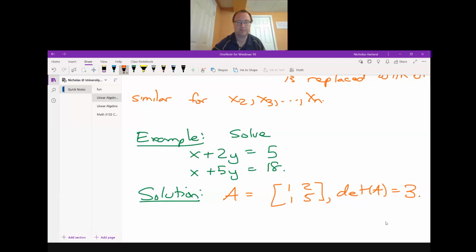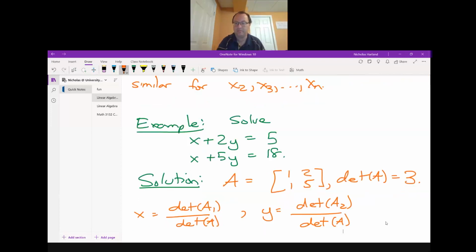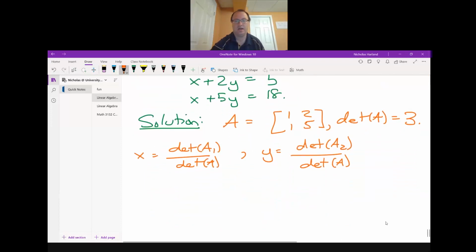So x1, or in this case just x, the first variable, is going to be equal to the determinant of A1 over the determinant of A. And y is going to be equal to the determinant of A2 over the determinant of A. And once again, one of the nice benefits of this, and there are some other benefits as well that we'll talk about, is that we can solve for x without even needing to look at y, and vice versa. We can solve for y without ever needing to look at x.